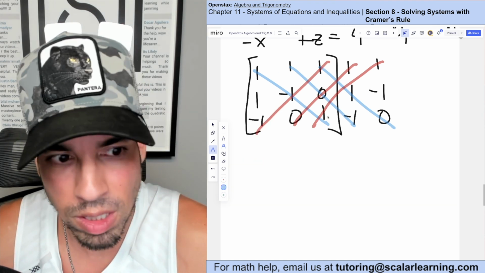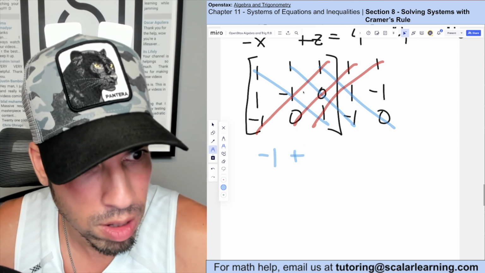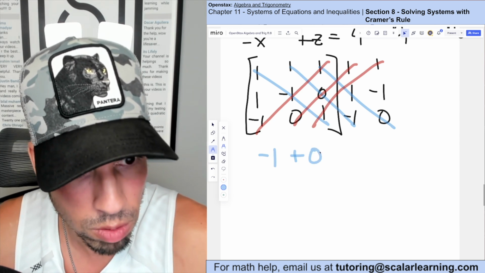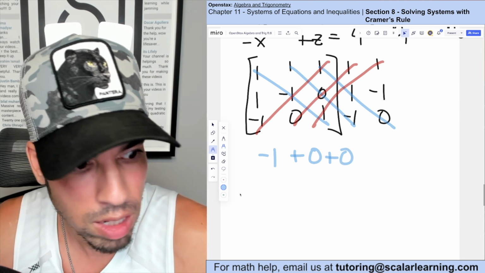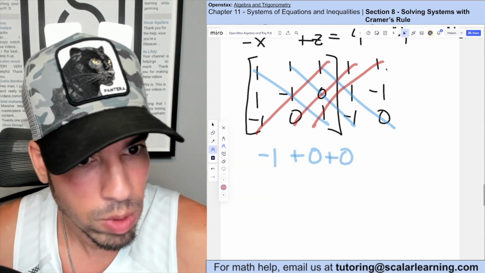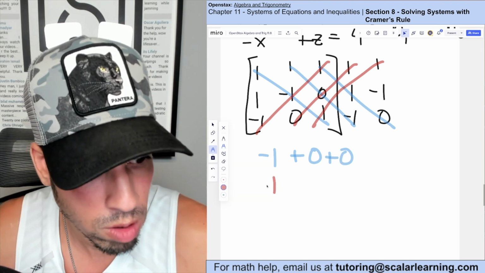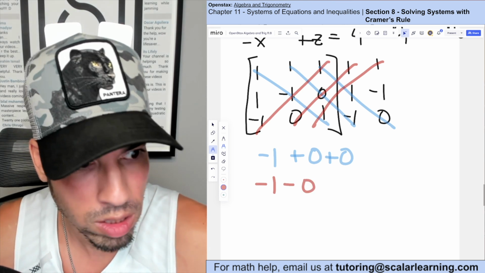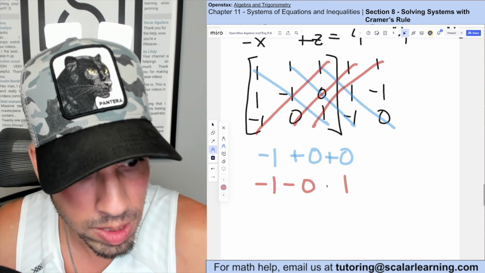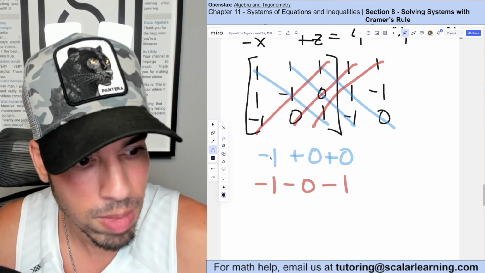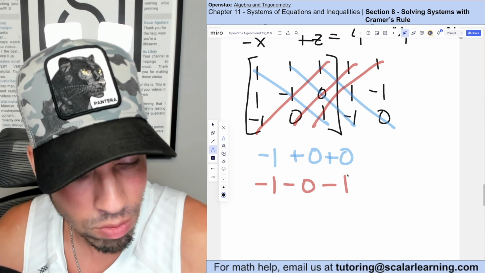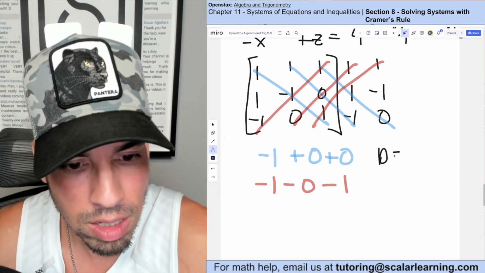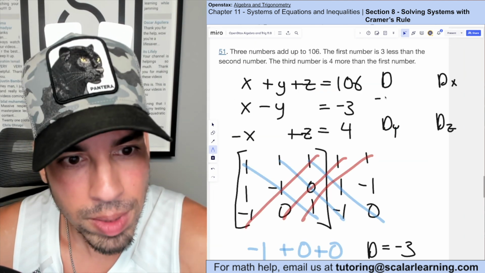So we got 1 times negative 1 times 1 is negative 1, plus that's going to be a 0 because there's a 0 in the mix, and same with this. Now let's do the reds. So we got 1 times 1 times 1, which is 1, but we're minusing it. 1 times 0, which is 0. 1 times negative 1 times negative 1, which is 1, but again, we're minusing it. So now as we combine everything, negative 1 and negative 1 gives us a d of negative 3. All right, so now we got negative 3 for d.